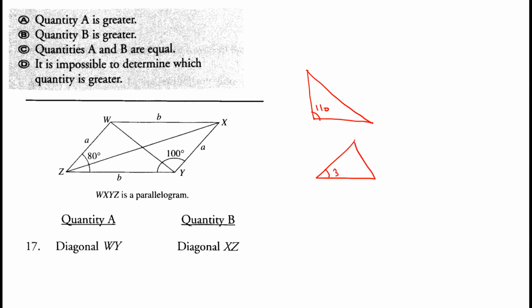Let's suppose this is 30. Now this is A and this is B. Definitely B would be greater than A. Why? Because this opposite angle is more than 30. So we have 80 and we have 100. So the length that is opposite to 100 would be greater. So XZ would be greater. Hence option B is correct.